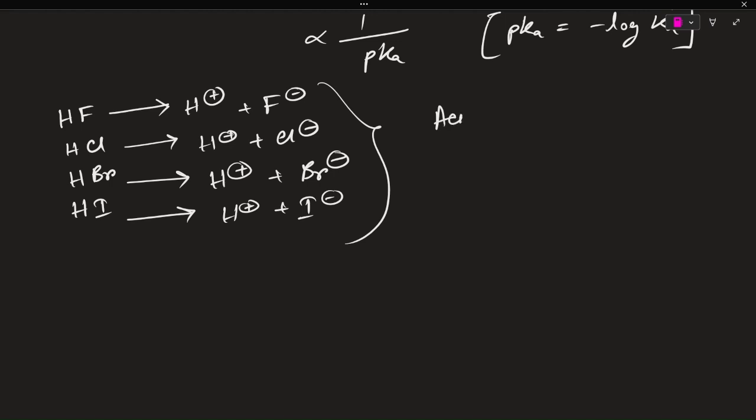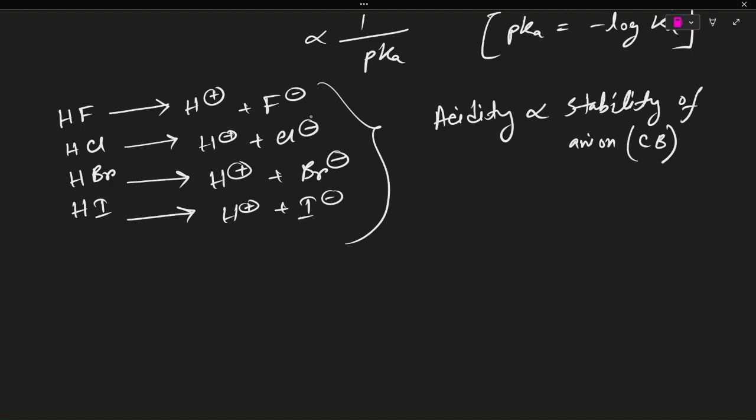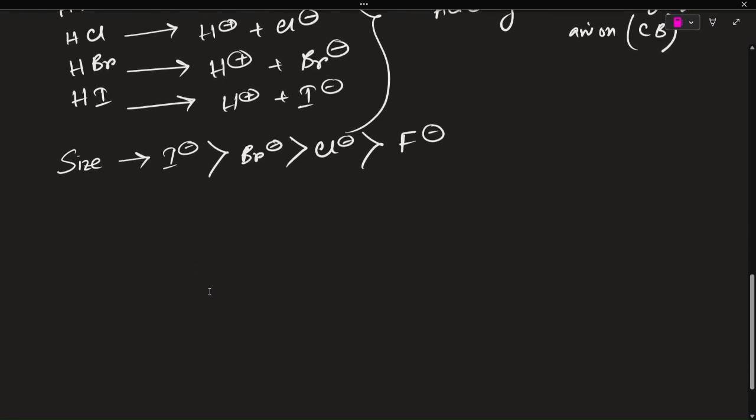Actually, the acidity is also proportional to the stability of the anion. This anion is basically the conjugate base. Now, if we want to compare the stability of these anions, we have to compare the size first. The order of size is I minus, which has the largest size, then Br minus, then Cl minus, and then F minus.